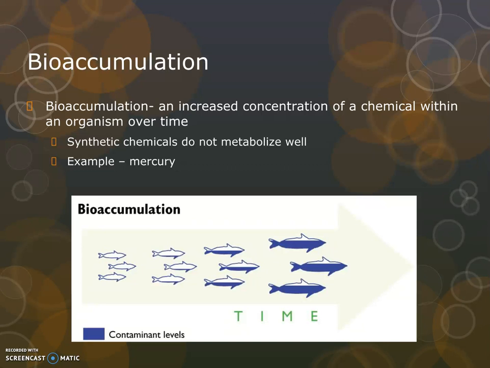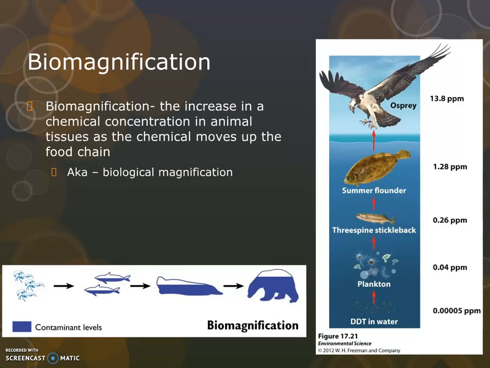Solubility is how well things dissolve in water, and oil-soluble things often end up in soil and are stored in fats. So bioaccumulation is increased concentration in an organism over time. So that's in one organism. It's different from biomagnification, which is an increase in chemical concentration in animal tissues as the chemical moves up the food chain. So now we're looking at DDT being in the water, going to plankton, going to the fish, going to the flounder, going to the osprey. So we're looking at biomagnification is what that is.